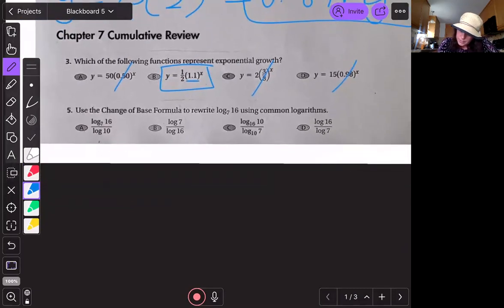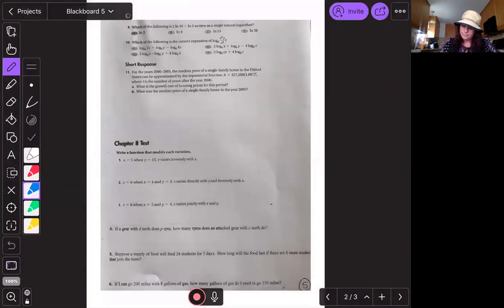Use the change of base formula to rewrite log base 7 of 16 using common logs. All right, so using basic log, it would be log 16 divided by log 7. So there it is. All right, 2 more to go.